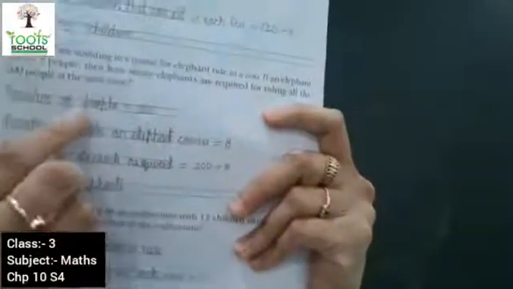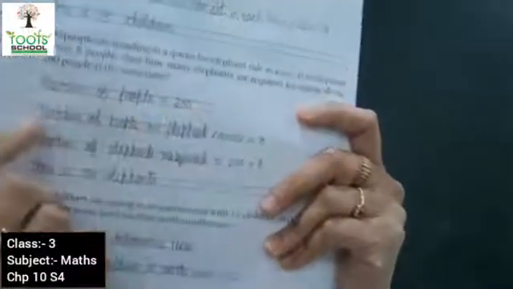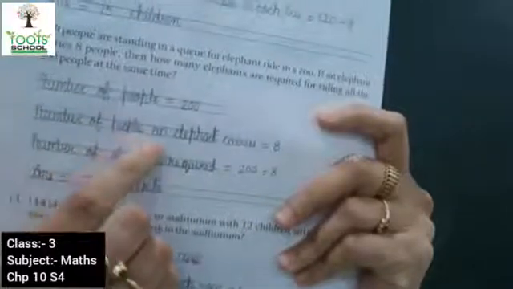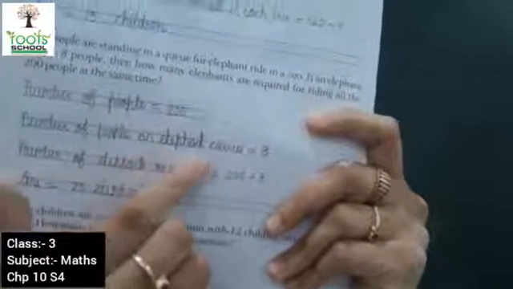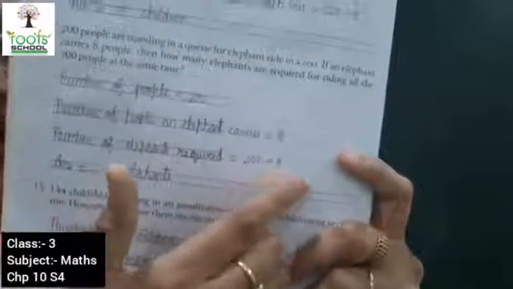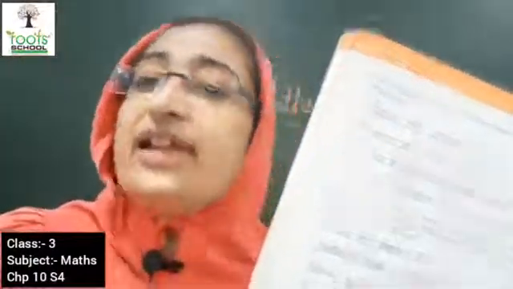So kids, this is the statement you have to write. Number of people is equal to 200. Number of people an elephant carries is equal to 8. Number of elephants required is equal to 200 divided by 8. So the answer is 25 elephants. Very good kids. Now let's move on to sum number 15.